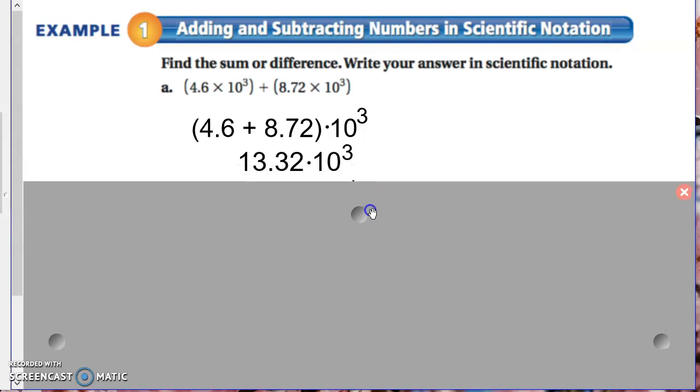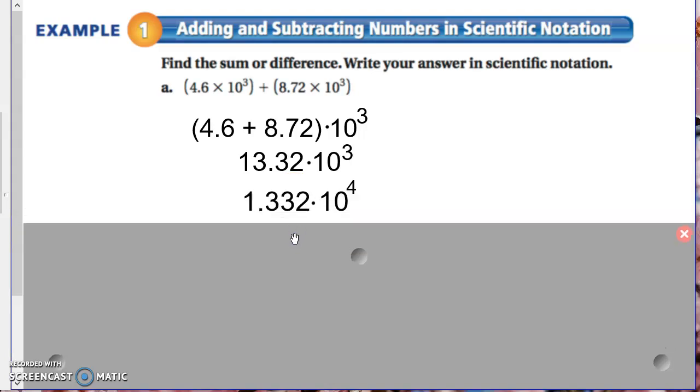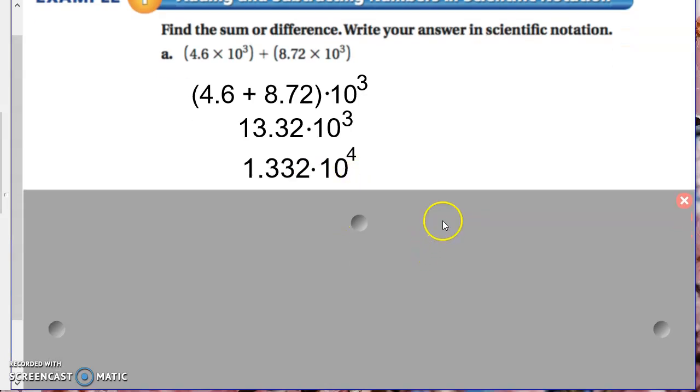Then what I'm going to do is add 4.6 plus 8.72, and that gives me 13.32 times 10 to the third. Now, you might think, oh, I'm done now, but this technically is not correctly written in scientific notation. This number here has to be between 1 and 10, remember? So I just need to move that decimal over one more place, and my scientific notation answer would be 1.332 times 10 to the fourth. Now, you can use your scientific calculator to check this one. You can literally just type this in, and your scientific calculator should give you that answer.